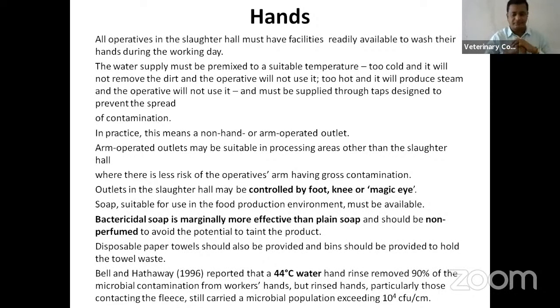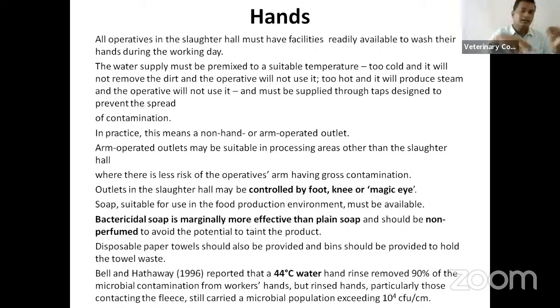The way you perform surgery, the better the hygiene, the higher the success rate of a case. Likewise, in the slaughterhouse, no room is kept wherein there is potential contamination from the operators. That is why even the type of taps used in the slaughterhouse are either foot operated, knee operated, or elbow operated. Sometimes even magic eye, using certain RFID devices, sensor based.